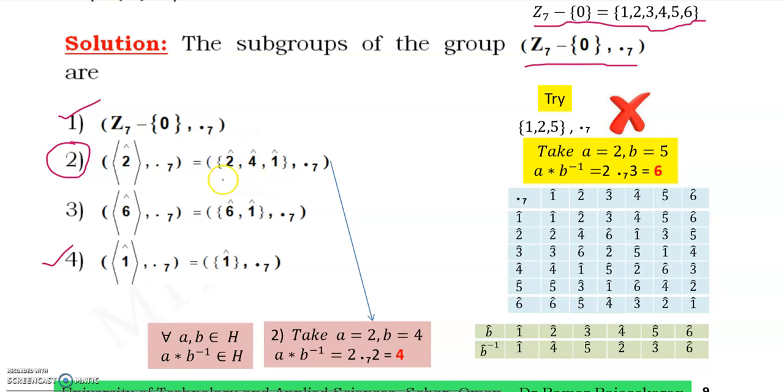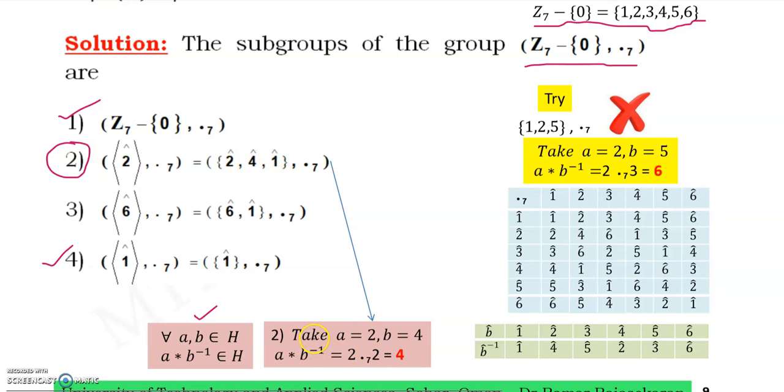I have taken this subset from this set. This is our set 1 2 3 4 5 6. 1 2 4 is the subset. We are going to check whether this is a subgroup or not. This is a subgroup, yes. How? Now you see here, this is the condition. You take any two elements in this subset and then you check this condition, A star B inverse belongs to H, again in the given set.